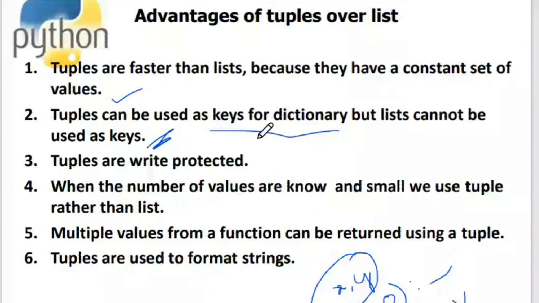The third one is that tuples are write protected. Write protected means immutable. And the next one is, when the number of values is known and small, we can use a tuple rather than a list. Another reason is if you have heterogeneity in the data that you want to represent in the tuple.